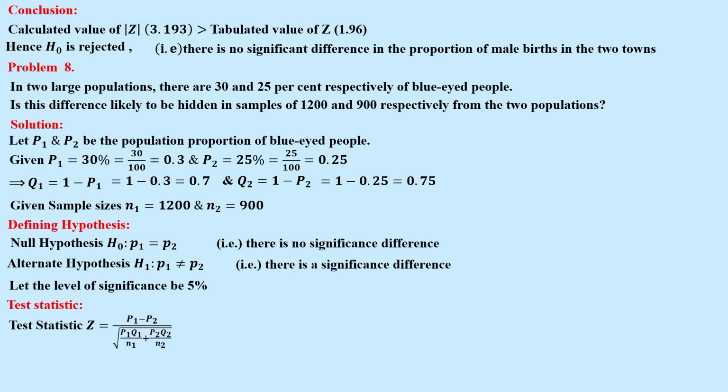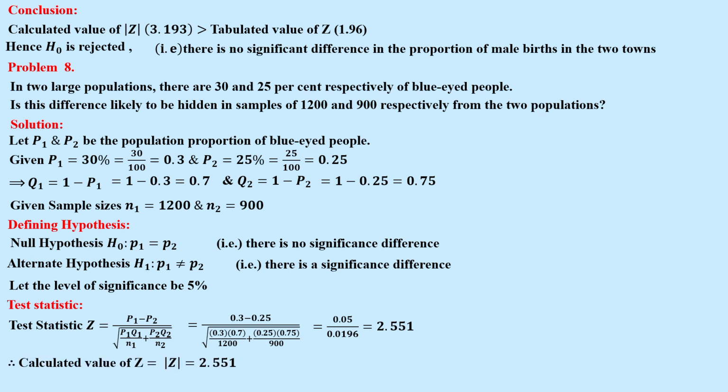Test statistic, Z is equal to, instead of small p1 p2 you have to take capital P1 minus P2, divided by root of P1 Q1 by N1 plus P2 Q2 by N2. Substituting the values, 0.3 minus 0.25 divided by root of 0.3 into 0.7 by 1200 plus 0.25 into 0.75 by 900. So you will get 2.551. So the calculated value is 2.551, and the tabulated value at 5% level is 1.96. Conclusion: calculated is greater than tabulated, so H naught is rejected. So there is a significant difference between the samples. Thanks.